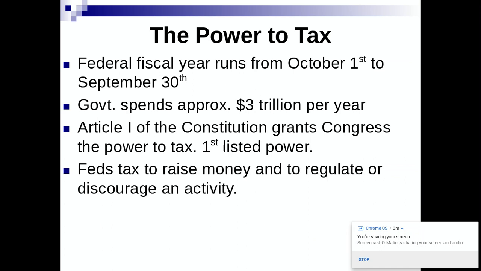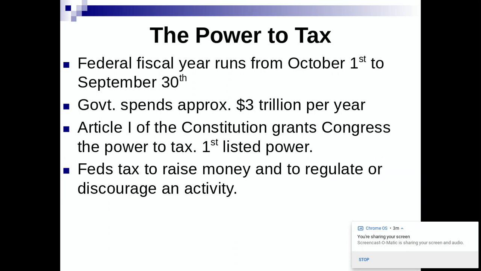So the feds tax to raise money and to regulate or discourage an activity. We'll get into some of that in a little bit. But ultimately, when you tax, the federal government has to obey the Constitution and the Bill of Rights. So, for instance, the federal government can't tax church services. Why? Because that's a violation of the First Amendment of assembly, religion, speech, etc. So there are some regulations in terms of what they can and can't tax.